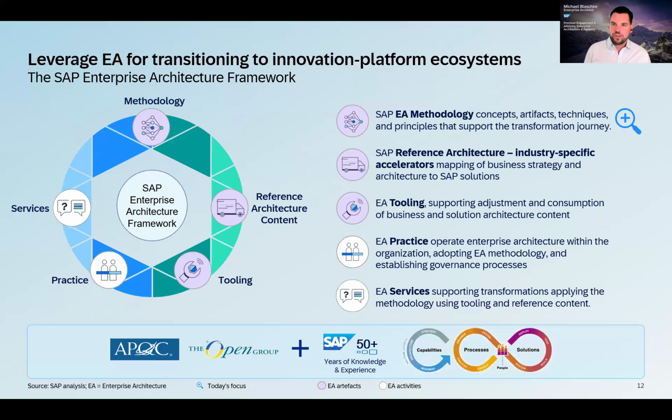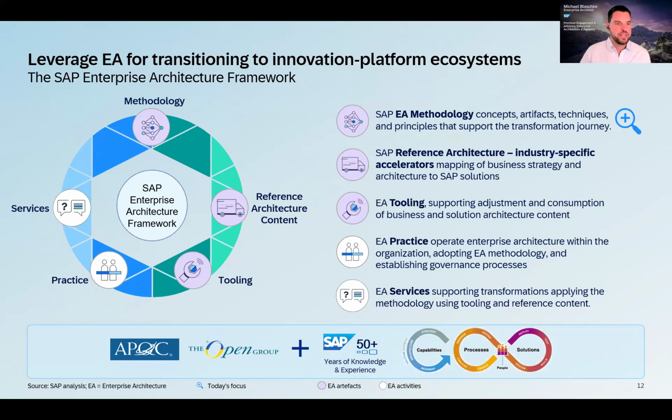So the slide shows our SAP Enterprise Architecture Framework, which defines how we approach transformation, and it provides the foundation for all our architectural guidance. The framework operates through 5 integrated dimensions that form the core of how SAP delivers EA work and value. Let me briefly walk you through each dimension and how they work together.